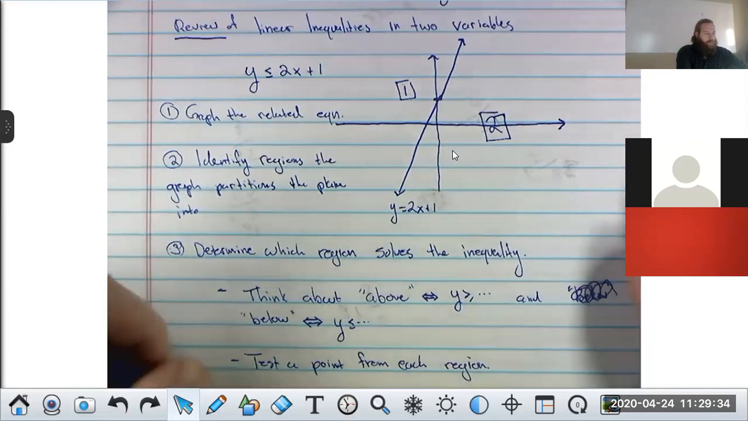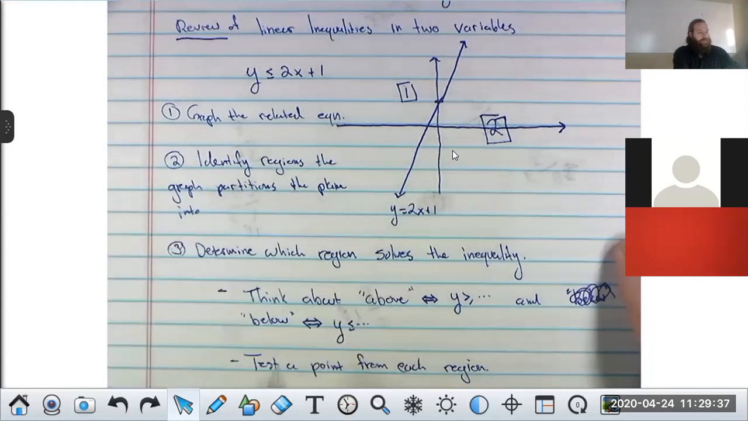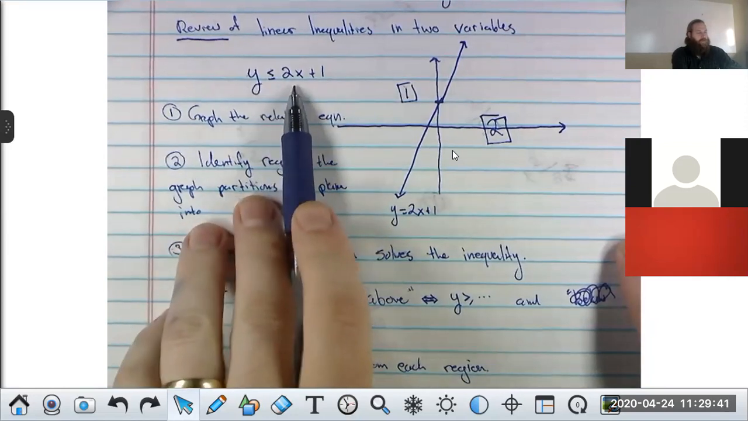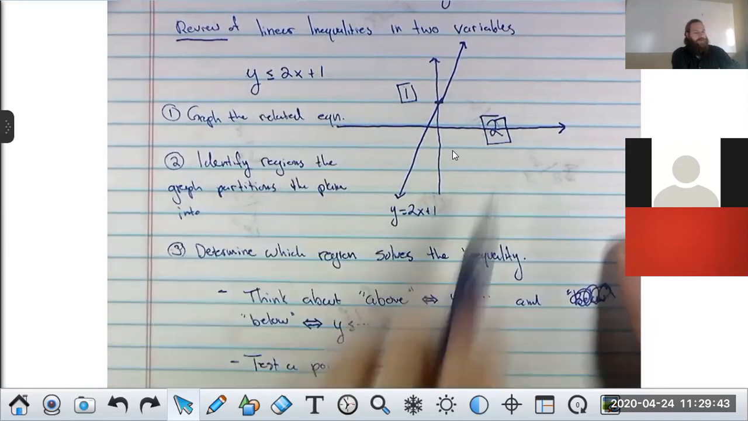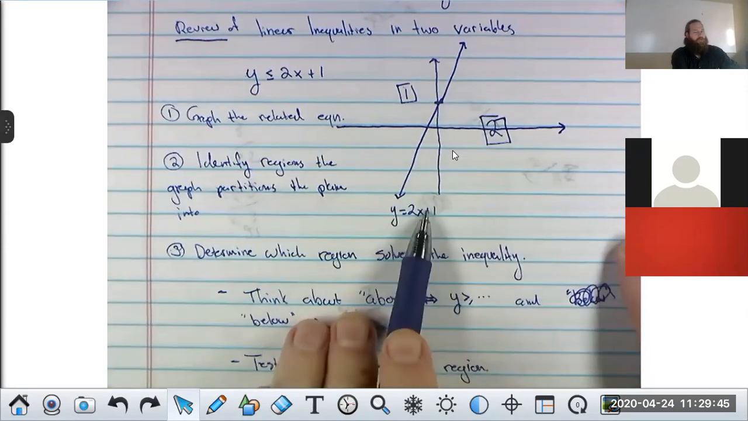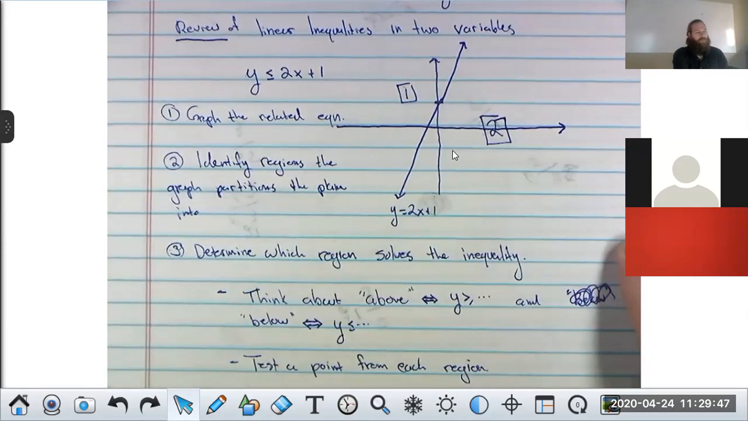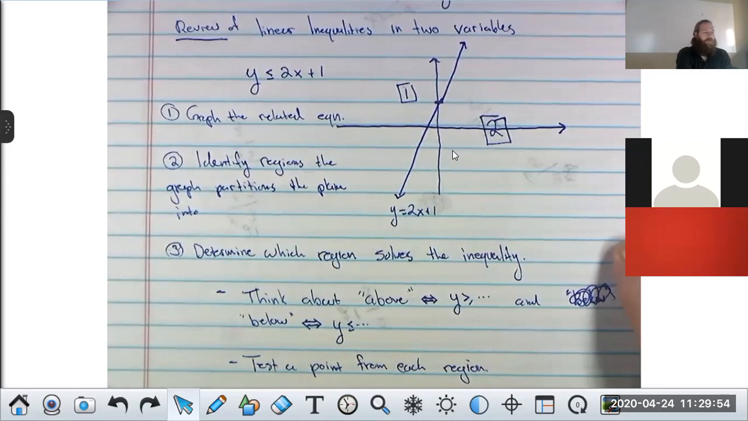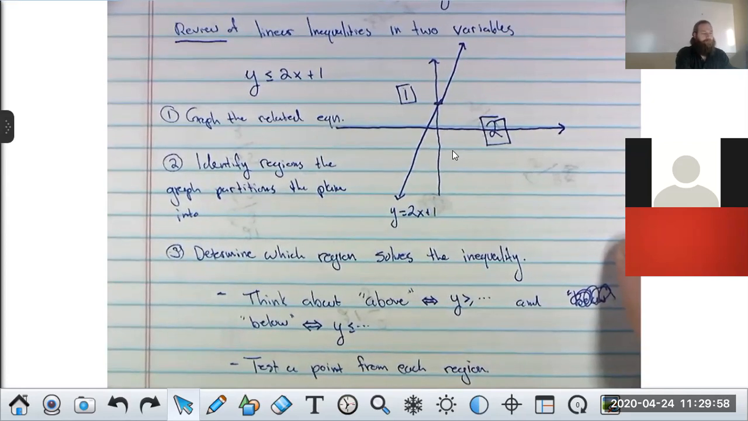So here I could say, using the above-below logic, this says y is less than or equal to 2x plus 1. That means I'm looking for all of the points x comma y that are below the line. So I know region 2 is going to be the solution region. But if I wasn't certain, if the geometry wasn't clear, if it was hard to say what's above or what's below, or for whatever reason I was insecure about that result, I could test a point.